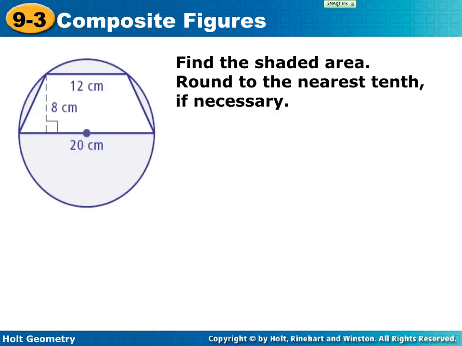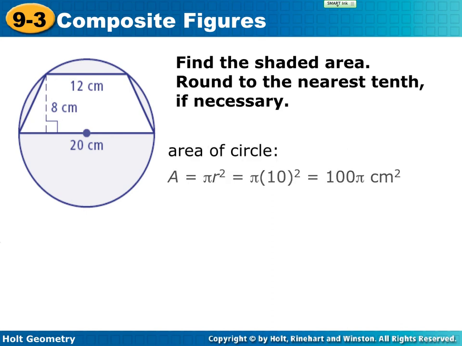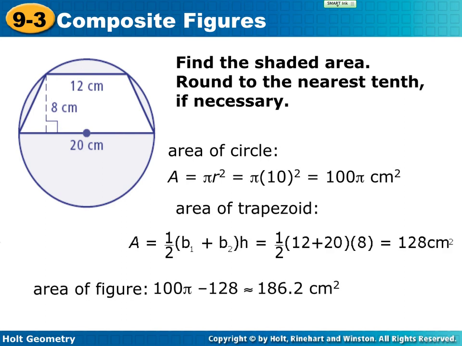Okay, next one. Find the shaded area. Can you tell which part's shaded? Yeah, the circular part. It's a circle, but not the trapezoid. So there's some little pieces there. Okay, answer. 186.2? Close enough. What'd you have? 186.16. Well, to the nearest tenth, you shouldn't have two decimal places. That's true. So it means, yeah, then I'm right.